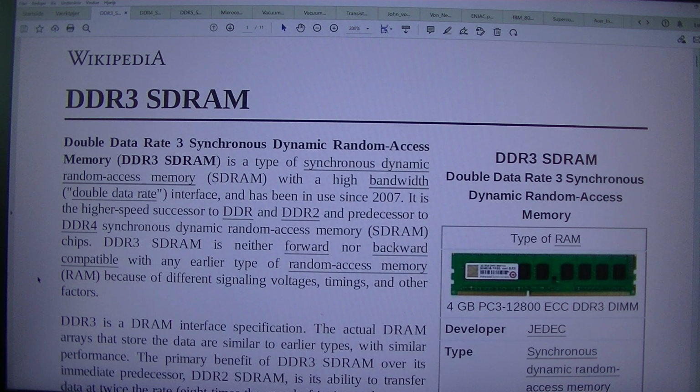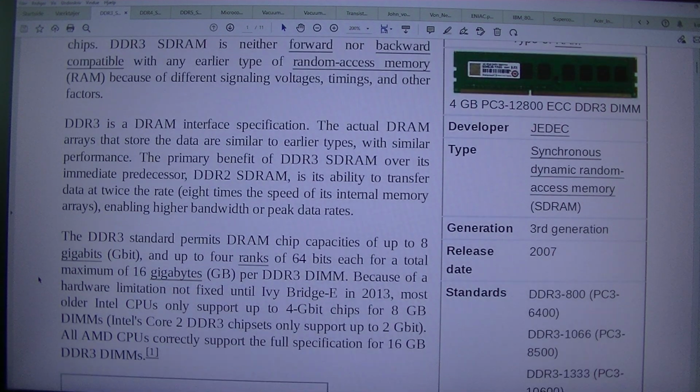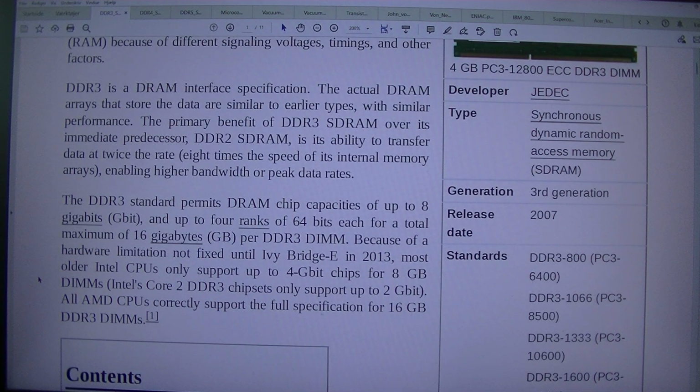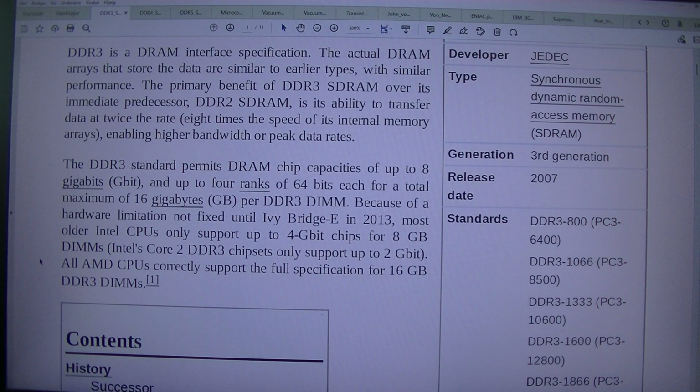DDR3 is a DRAM interface specification. The actual DRAM arrays that store the data are similar to earlier types, with similar performance. The primary benefit of DDR3's DRAM over its immediate predecessor, DDR2's SDRAM, is its ability to transfer data at twice the rate, 8 times the speed of its internal memory arrays, enabling higher bandwidth or peak data rates. The DDR3 standard permits DRAM chip capacities of up to 8 gigabits, and up to 4 ranks of 64 bits each for a total maximum of 16 gigabytes, GB, per DDR3 DIMM.